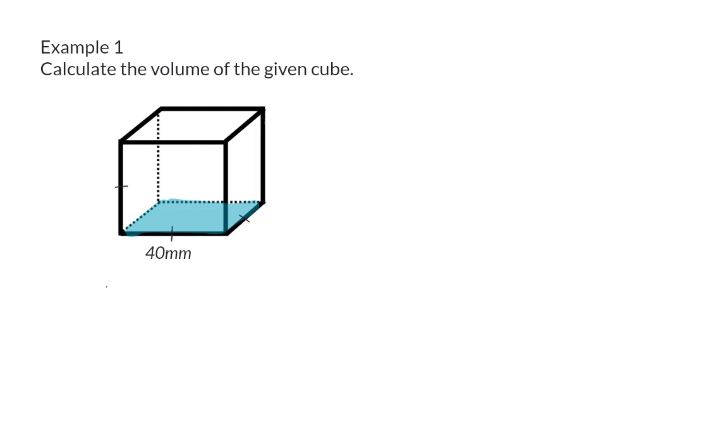So, to calculate the volume, I'm going to start off determining the area of my blue square, and that will be 40 times 40. Then I will multiply this by the distance to the identical side opposite this one, and that is also 40. So the volume of this cube will be 64,000 cubic millimeters.